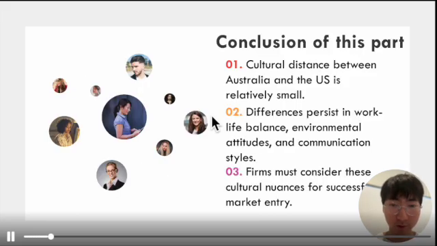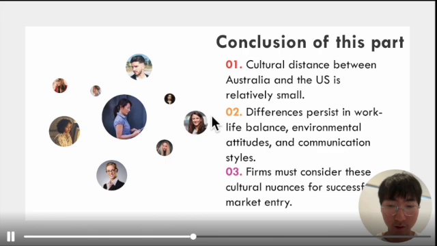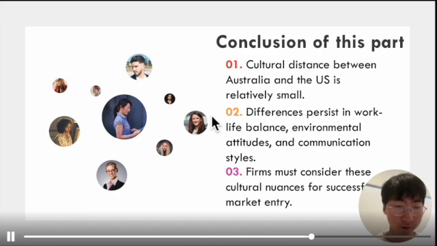The last part is the conclusion of this part. The first is cultural distance between Australia and the US is relatively small. The second is the difference persists in work-life balance, environmental attitudes, and communication styles. The third is firms must consider these cultural nuances for successful market entry. These insights are crucial for Australian firms seeking international expansion into the US, highlighting both opportunities and cultural nuances to consider for successful market entry.